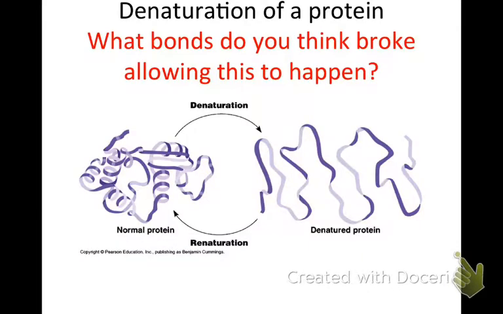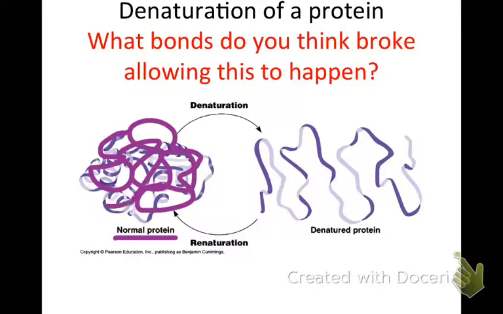Denaturing of a protein. Denature is just a very fancy word for, we basically destroy the protein. We mess up the shape. This is a normal protein. See how nice and squiggly and ball of yarnish it looks?